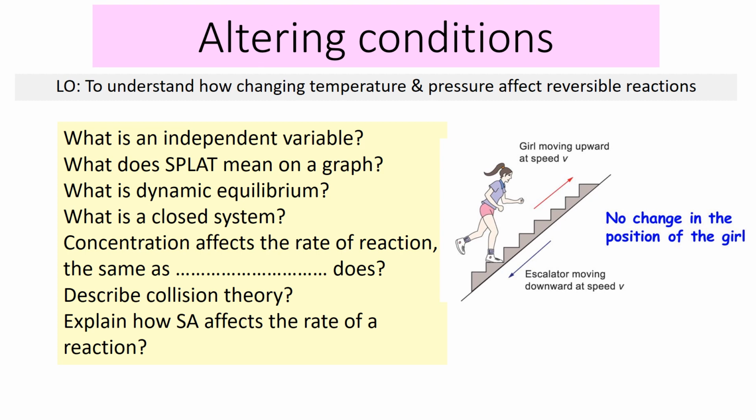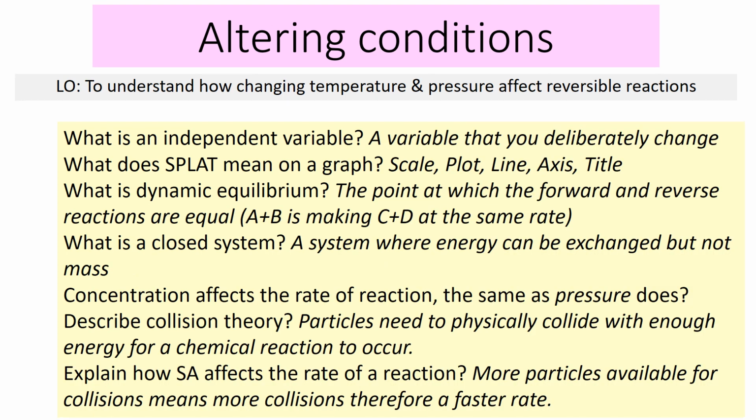Okay, so hopefully you've managed to answer those questions. Let's go through the answers now. So, first question, what's an independent variable? It's a variable that you deliberately change in an experiment. Okay, it's the variable you deliberately change.